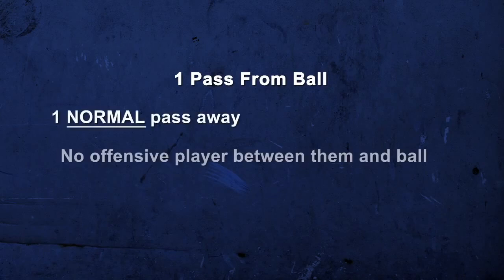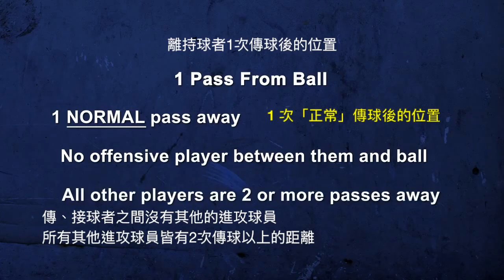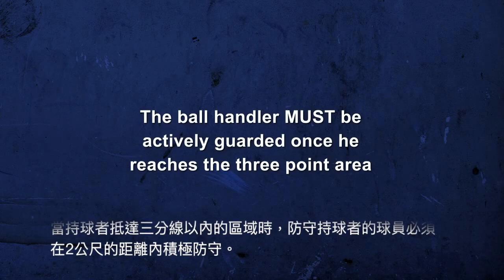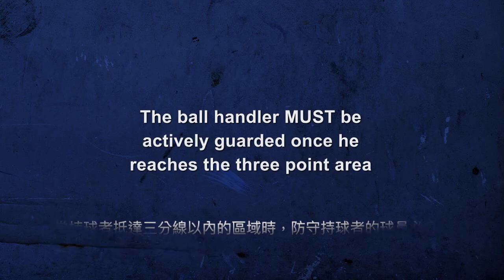An offensive player is considered one pass from the ball when they are one normal pass away and no other offensive player is between them and the ball. All other offensive players are considered two or more passes from the ball. The ball handler must be actively guarded within 2 meters once he reaches the 3-point area.